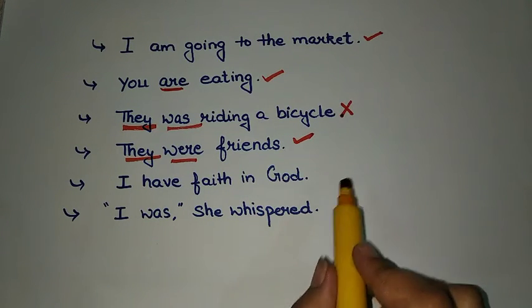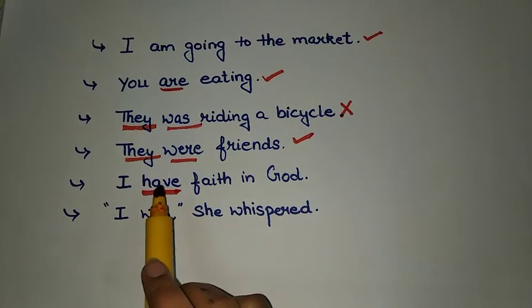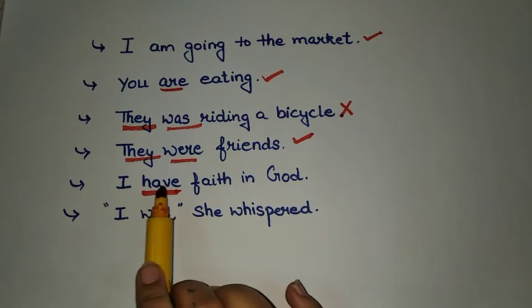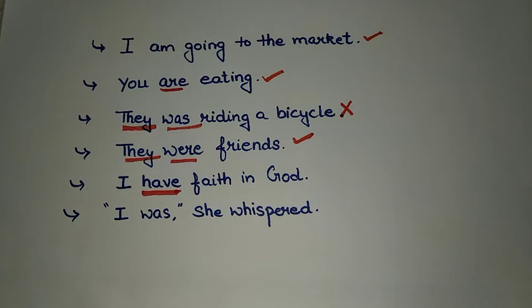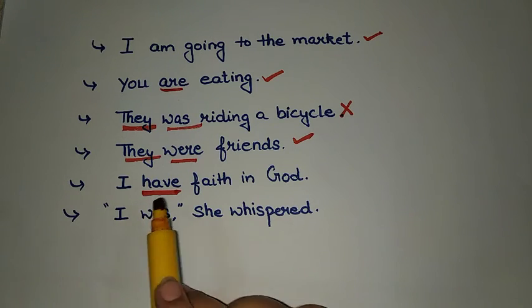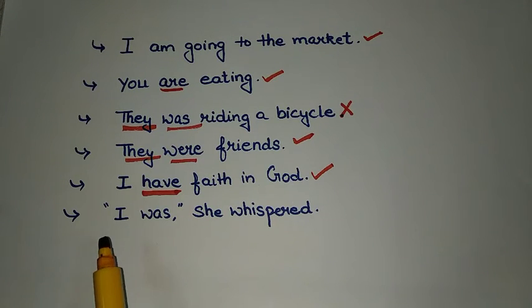I have faith in God. Here I want to draw your attention. As I told you, can you see that I'm using have with I? So excluding am and was, we use plural verbs with I. So I have faith in God is a correct sentence. Next is I was, she whispered. Again this is the case of I, and was being singular, we are using was with I. So this is also correct.